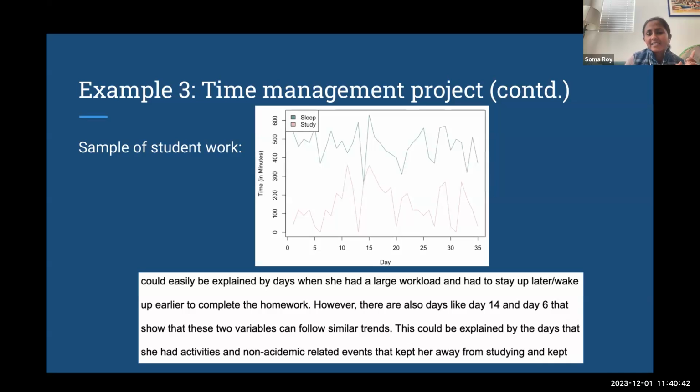Yes, and then they can see the fluctuations, and they get to reflect on why certain days had lower times and certain days had higher times, and so on.